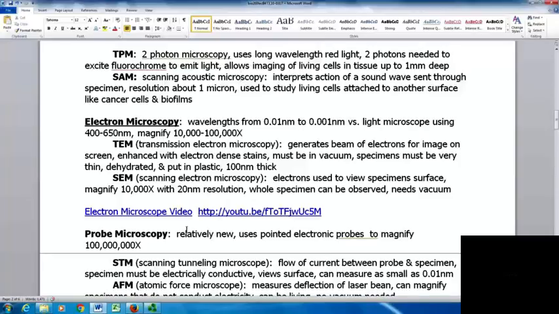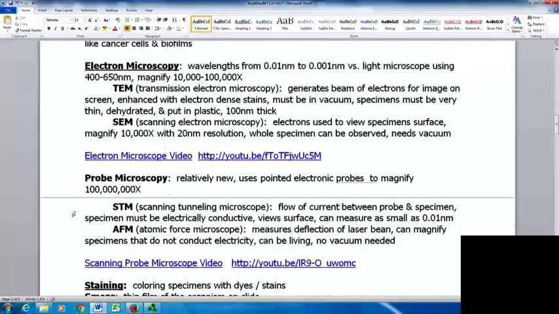The scanning electron microscope, or SEM, here the electrons are used to view the specimens on the surface. This will magnify about 10,000 times with 20 nanometer resolution. The whole specimen can be observed, and again it's going to need a vacuum. Here's a video clip showing a couple of variations of the electron microscope.